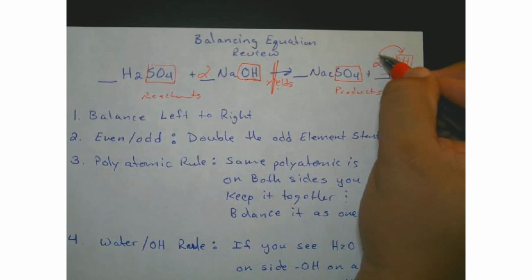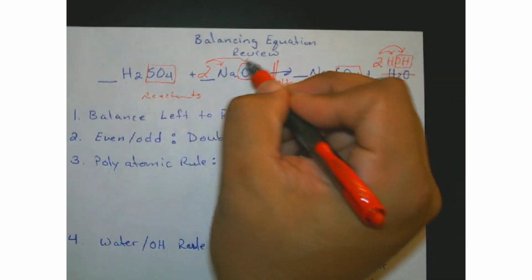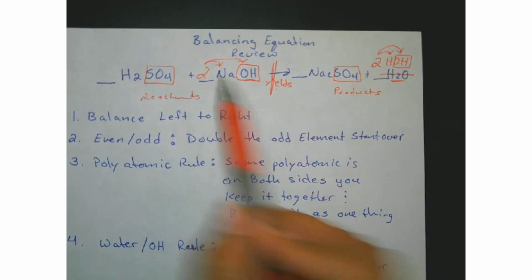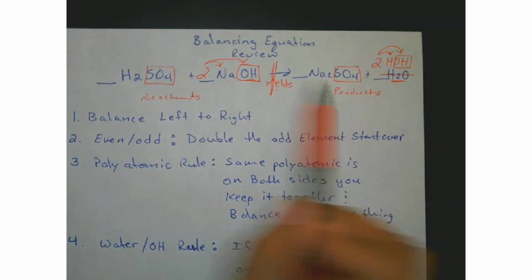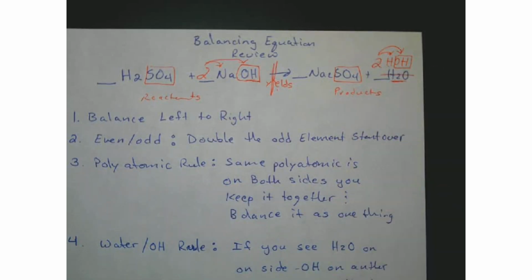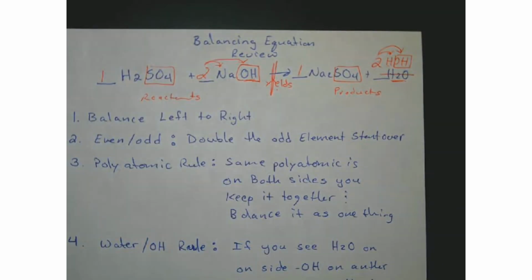Remember, the front coefficient multiplies everybody, right? The front coefficient multiplies everybody. So I have 2 sodiums, 2 sodiums, 2 hydroxides, 2 hydroxides. So now my equation is balanced. Everywhere you don't see a number, you're going to put 1. You save that for last. Now guys, this is balancing equations.